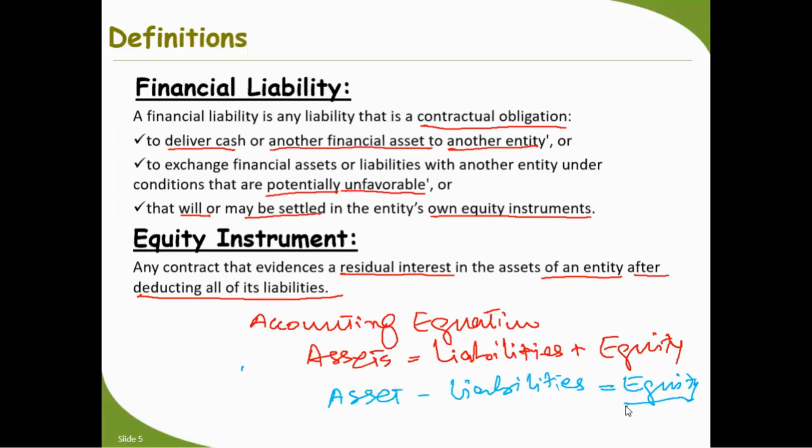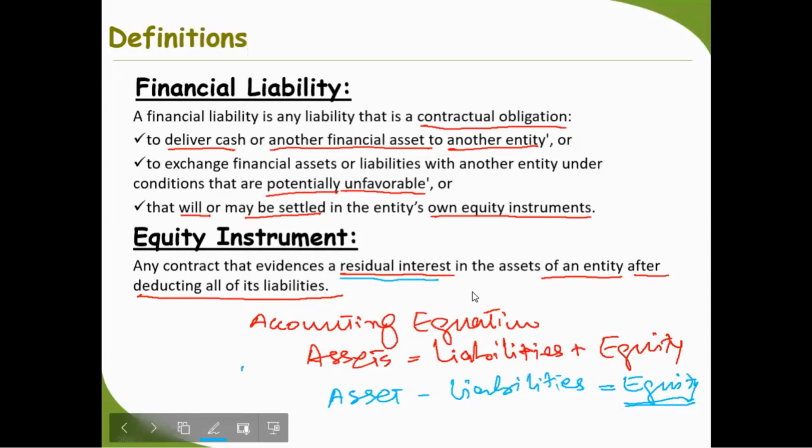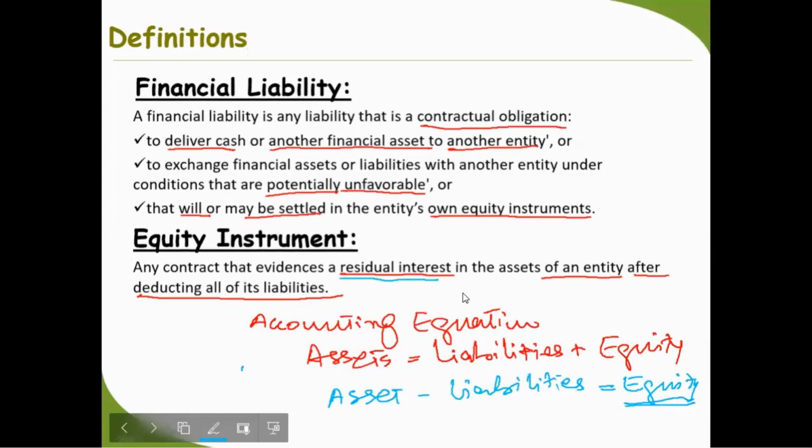So equity is what? Equity is residual interest, meaning after deducting all liabilities from the assets of an entity, the remaining thing is equity. And if that contract gives rise to that residual interest, we will say that this is an equity instrument. If it is a result of a contract, and due to that you have a residual interest in the assets of another entity after deducting all its liabilities, you will say that it is an equity instrument, which gives rise to your equity right in that entity.